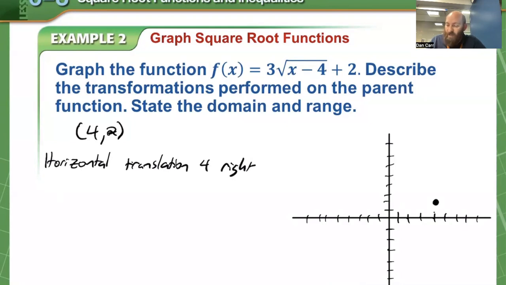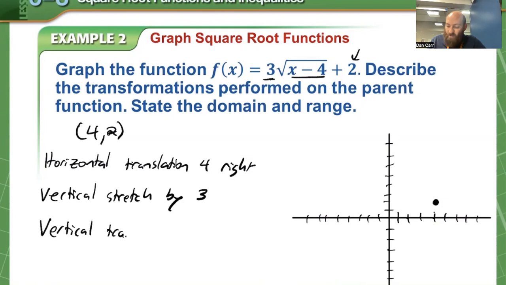Well, actually, I don't want to say that yet. Because it's going in order here, it does the translation horizontally. It vertically stretches, vertical stretch by 3. And then the last part is a vertical translation by 2. And let me be more specific. Vertical translation up 2. So we're just describing the horizontal left and right, vertical translation up and down, vertical stretch or compression by that factor.